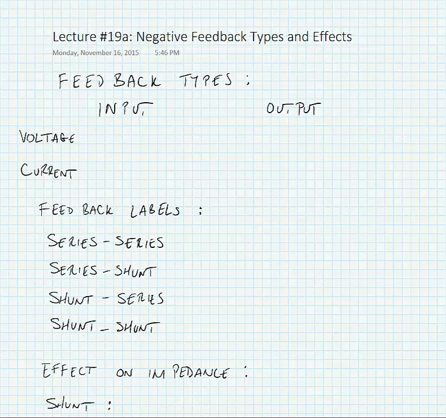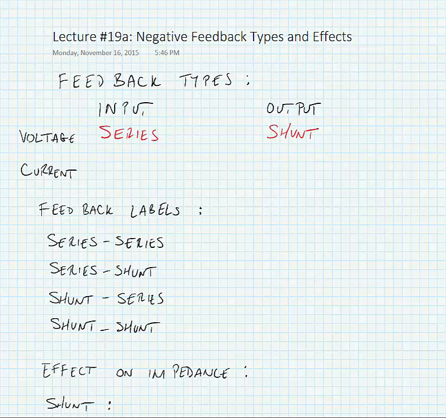Today we're going to begin looking at negative feedback. Feedback is generally characterized by the type of connection at both the input and the output. There are several different types of feedback. We have voltage and current feedback, and we can relate these to their connections at the input and the output. For instance, for voltage feedback, we would place a series connection at the input and a shunt connection at the output.